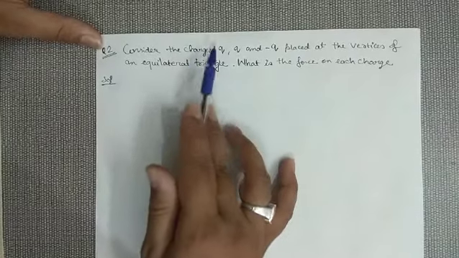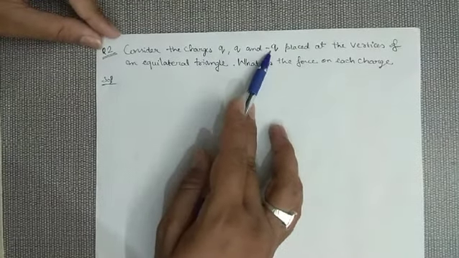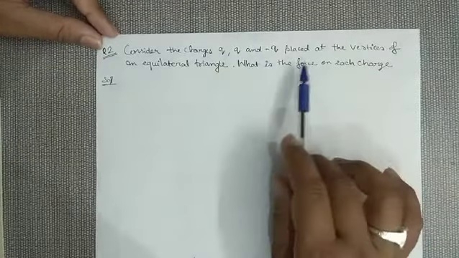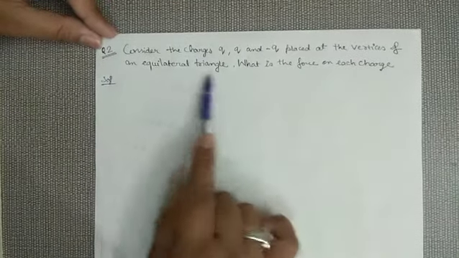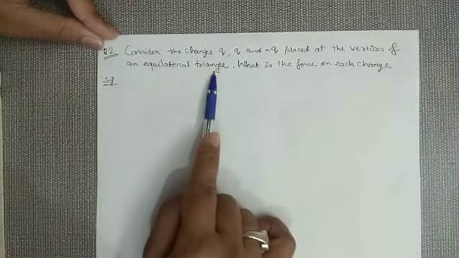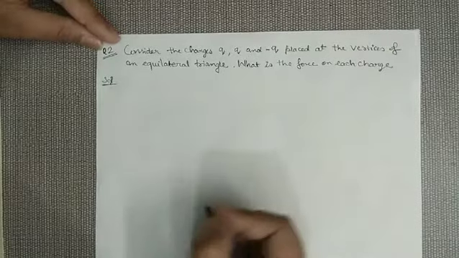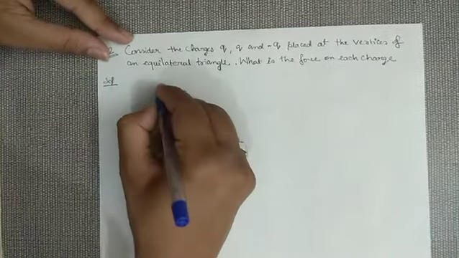Consider the charges Q, Q and minus Q. These are the three charges which are placed at the vertices of an equilateral triangle. Remember, this is an equilateral triangle. What is the force on each charge? Now we have to first draw an equilateral triangle.